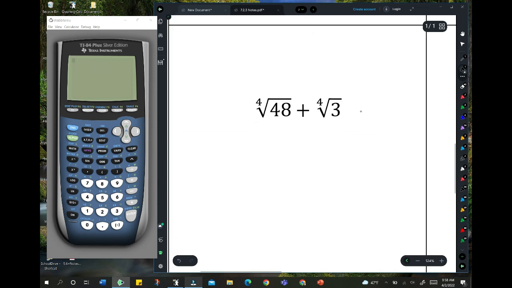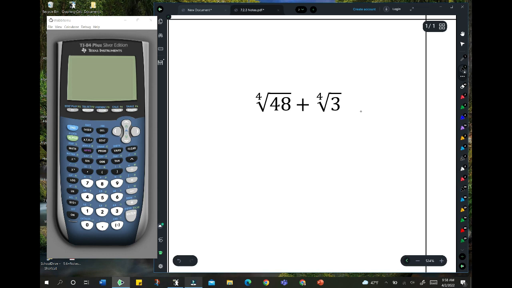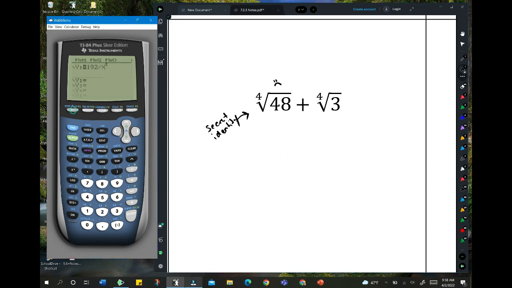Okay? Where it gets a little more challenging is whenever it doesn't look like they can be added right off the bat. So here we have 4 fourth root of 48 plus 4 fourth root of 3. Right now, we can't add them together, okay? But you need to look for the secret identity. Its secret identity. Like Superman, Batman. So this is where you need to know how to break that down.